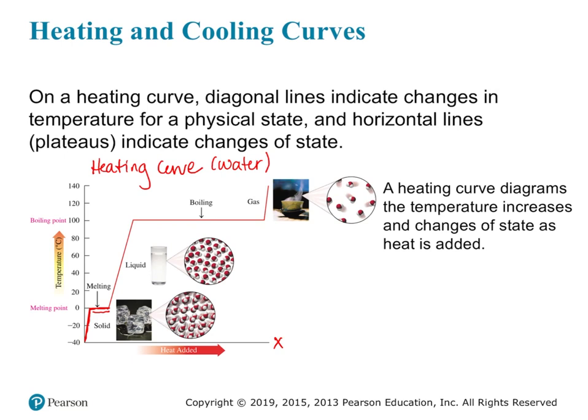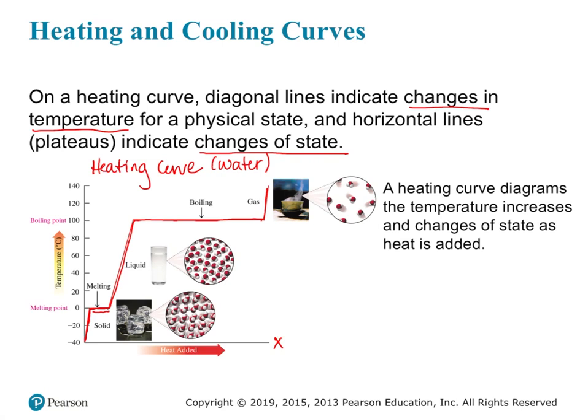And we can keep going. So once everything has melted, we'll have a liquid and we'll increase its temperature by adding heat until we reach the boiling point. And then we have another change of state, which is horizontal. And then finally we have our gas. So again, diagonal lines on our heating curve indicate changes in temperature for a physical state, and horizontal lines or plateaus indicate changes of state.